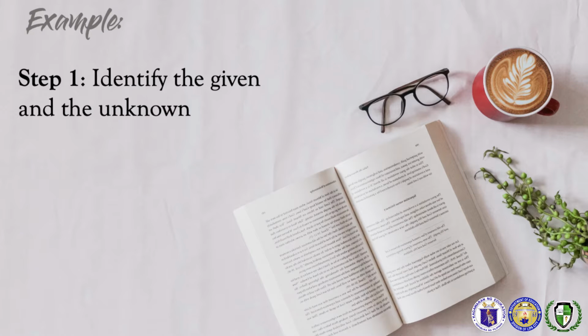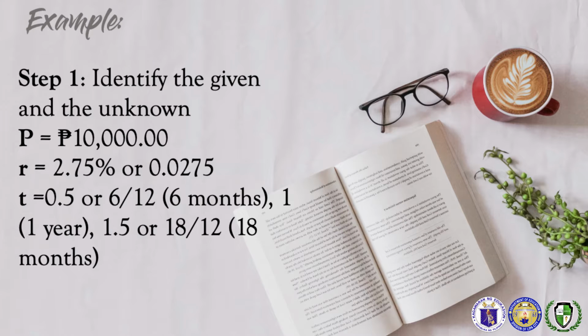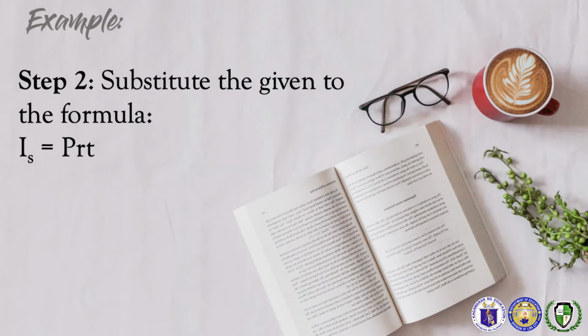Step 1. Identify the given and the unknown. P is equal to 10,000 pesos. R is equal to 2.75%, or 0.0275. T is equal to 0.5 or 6/12 for 6 months, 1 for 1 year, 1.5 or 18/12 for 18 months, and the unknown value is I_s or the simple interest. Step 2. Substitute the given to the formula.